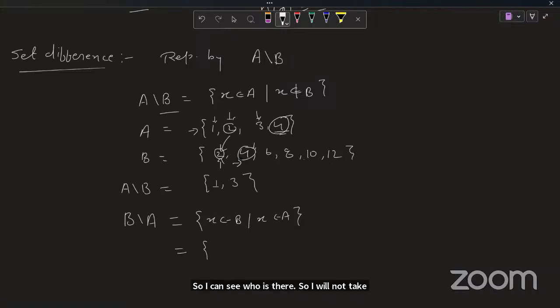Now let's move to the second element, which is 4. See if 4 is inside A or not. I can find 4 is there, so I will not take 4. Now let's move towards 6. See if 6 is there or not. I can easily see 6 is not there, so I will take 6.